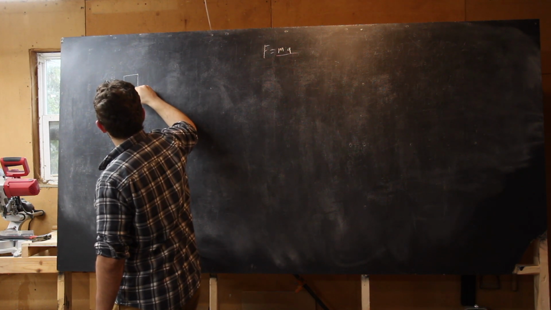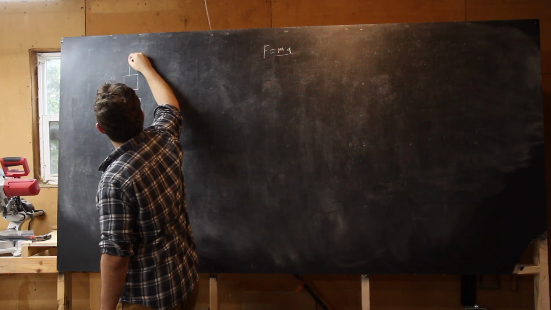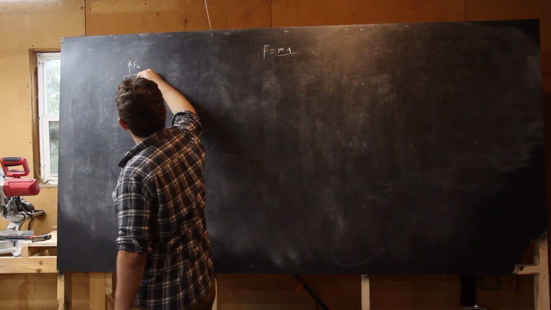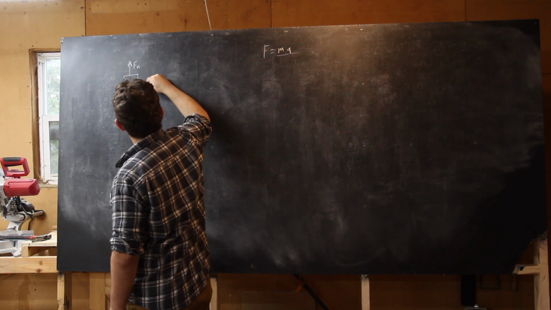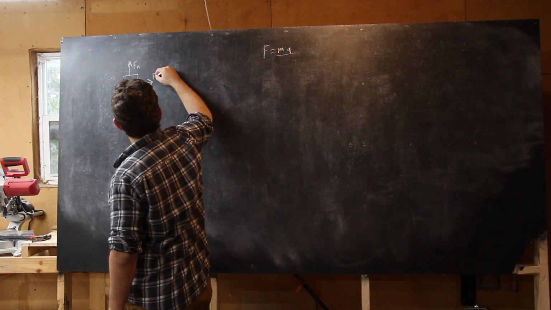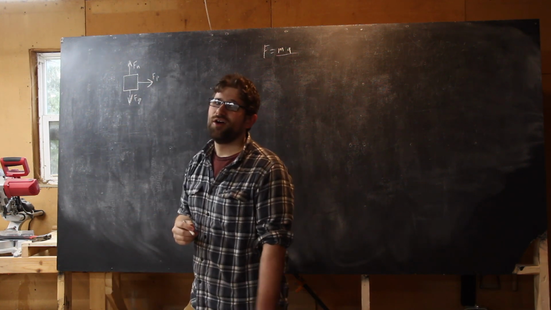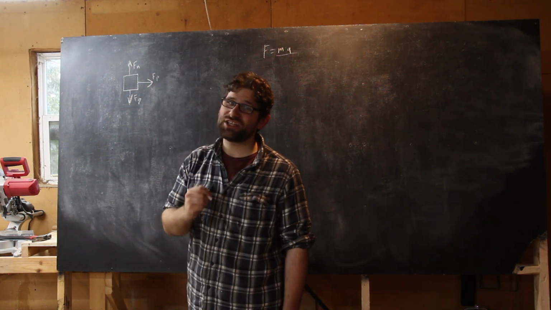He has a force of gravity acting on him. He's got a force normal acting the other way. And he has a force of his punch going outwards. Force of punch. Okay? Now, remember, we have reactionary forces.